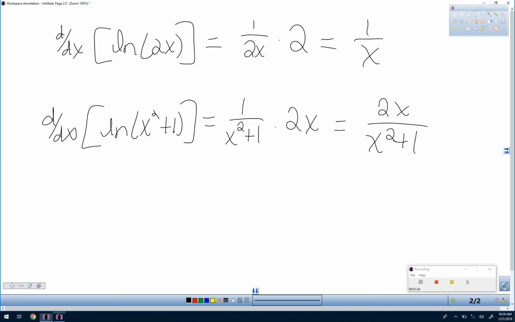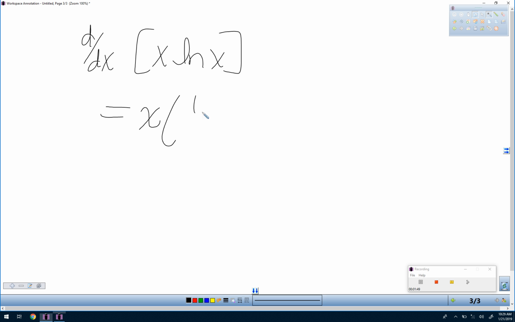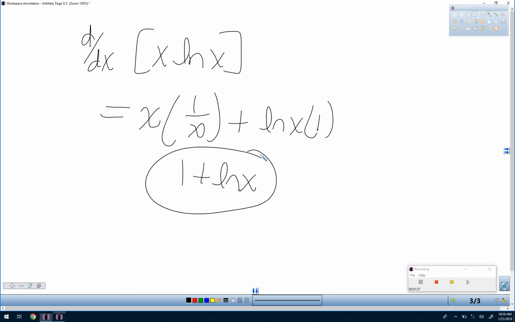Let's do one that has the product rule in it. So let's say I want you to find the derivative of x ln of x. Ironically, this is not a chain rule problem, it's just a product rule problem. The derivative would just simply be first times derivative of the second plus second times derivative of the first, so that just gives me 1 plus ln of x. So that was just the product rule for that one.